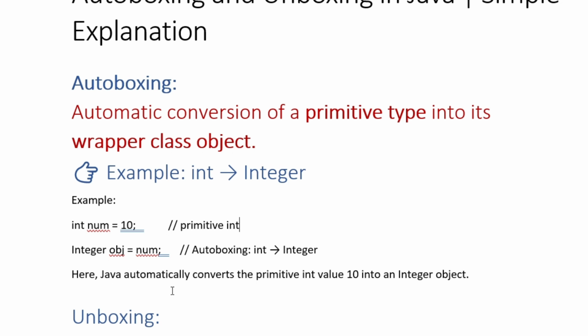Here Java automatically converts the primitive int value 10 into an Integer object obj. That is your autoboxing. Autoboxing means direct or automatic conversion of a primitive type into its wrapper class object.